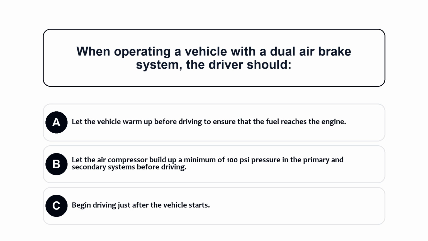Question 11. When operating a vehicle with a dual air brake system, the driver should: option A, let the vehicle warm up before driving to ensure that the fuel reaches the engine. Option B, let the air compressor build up a minimum of 100 psi pressure in the primary and secondary systems before driving. Option C, begin driving just after the vehicle starts.